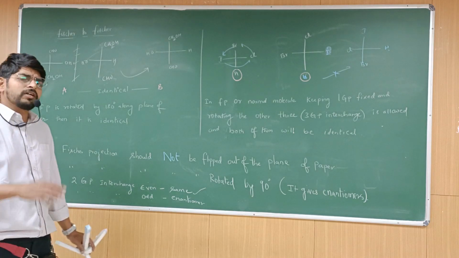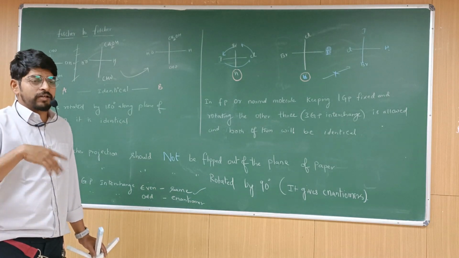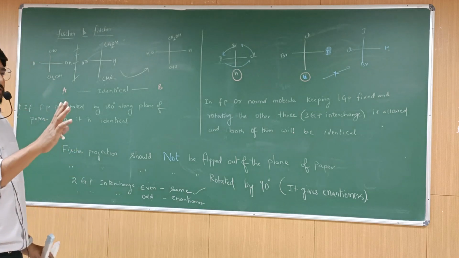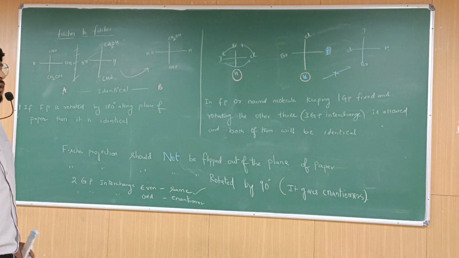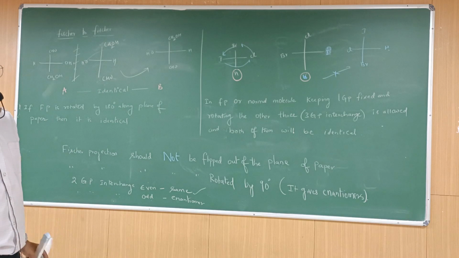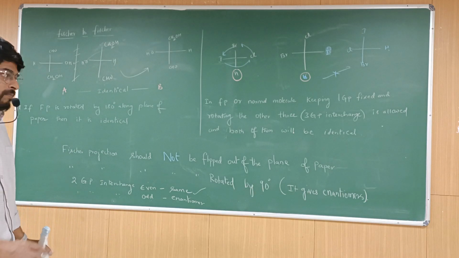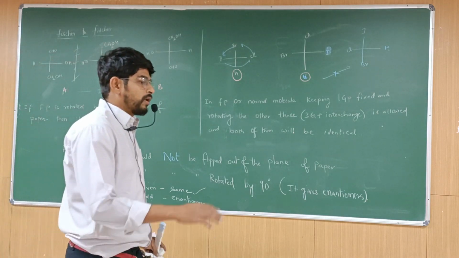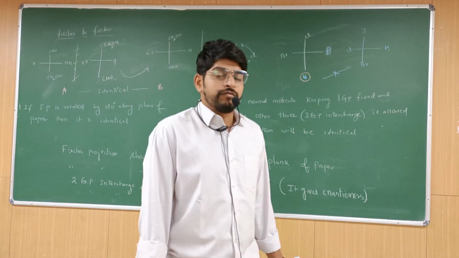That is why 3 group interchanges you can do anything. That is like rotating the whole molecule. 2 group interchange is different. That is why you can do only even number of 2 group interchanges but not odd number of 2 group interchanges. These are the things you have to be careful about while manipulating the Fischer projections.